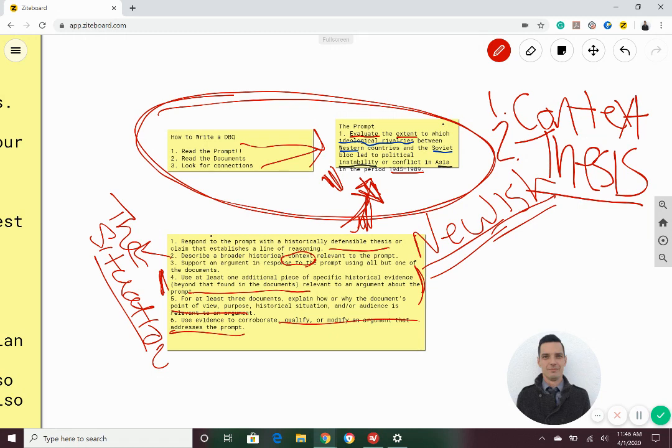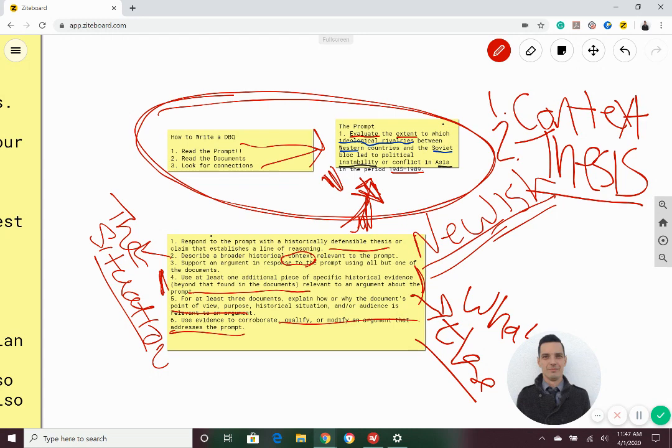And then 2 is your thesis, a defensible thesis. Something newish that you're going to say about this that isn't a summary of the documents. You cannot summarize documents nor restate the prompt. Do not restate the prompt. By rearranging the words, you have not written a thesis. And when you're reading all the documents, think of what else could be added to this. For these 3 documents, explain the point of view. How does the author of these documents matter to what you're reading? And then use evidence to corroborate. Based on your historical knowledge, what evidence do you have to connect these documents to your thesis?